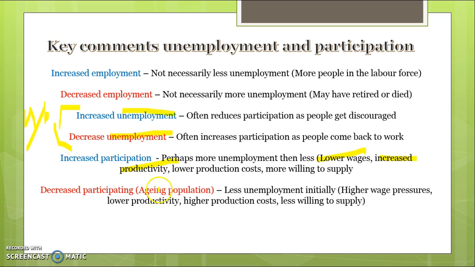When there's a decrease in participation, so for example, if you get asked how an ageing population might impact employment, theoretically it can lead to less unemployment in the short term because there's less competition for jobs. So for example, if a lot of people are retiring, those that are in the workforce might swoop in and take those jobs, and therefore unemployment goes down. The issue is more the long term. In the long term we might experience higher wage pressures, lower productivity, higher costs of production. All of those things make firms less willing to supply and also hurt our international competitiveness, which can lead to more job losses in the long term.